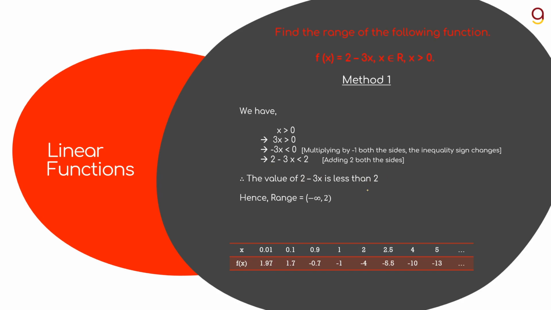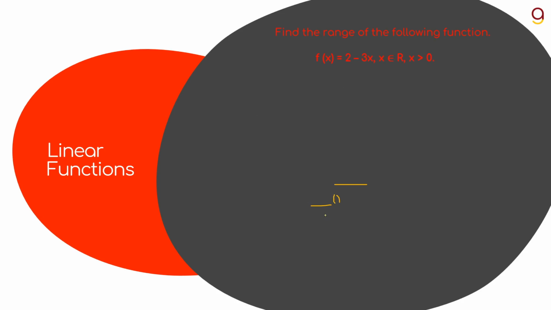Less than 2. That means any negative number. The range will consist of all the negative numbers till 2. We will write it in this way. But is the number 2 included? No. The number 2 is not included because this is less than 2. We don't have less than or equal to 2 here. We have less than 2. So it will be minus infinity comma 2. We have used the parenthesis because that means this 2 is not included. Fine.